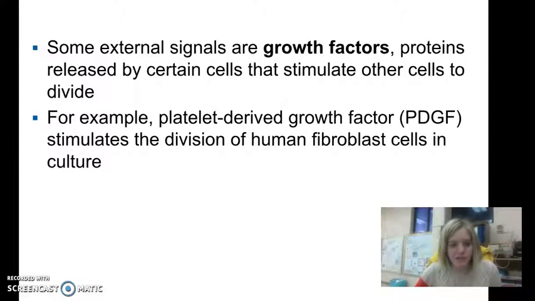Some examples of external signals, which are factors that control cell division outside of the cell, are known as growth factors. There's a lot of different types of external cellular control, but growth factors are proteins that are released by certain cells that stimulate other cells to divide. So, for example, there's platelet-derived growth factors known as PDGFs, and they stimulate the division of human fibroblast cells. So once those growth factors are released, that is the signal to those fibroblast cells, oh, we need to divide and make more.